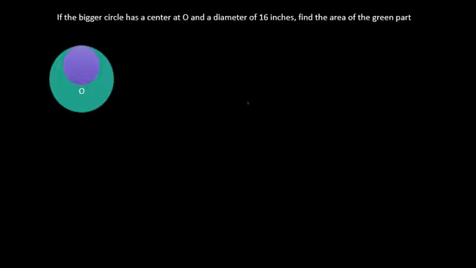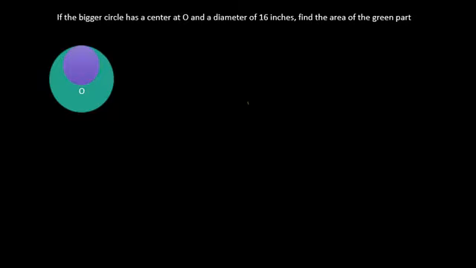Hey guys, so we have this question: if the bigger circle has a center at O and a diameter of 16 inches, find the area of the green part. Okay, so we have two circles and we have to find the area of the big one, the green one. Because we have two circles, we have to use both circles in order to find the green part.